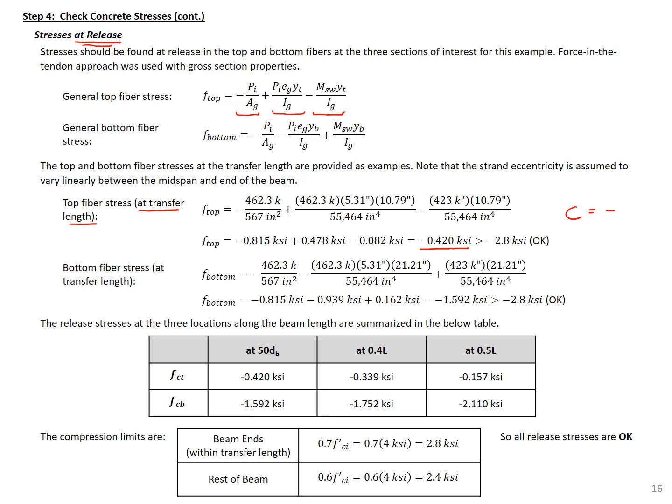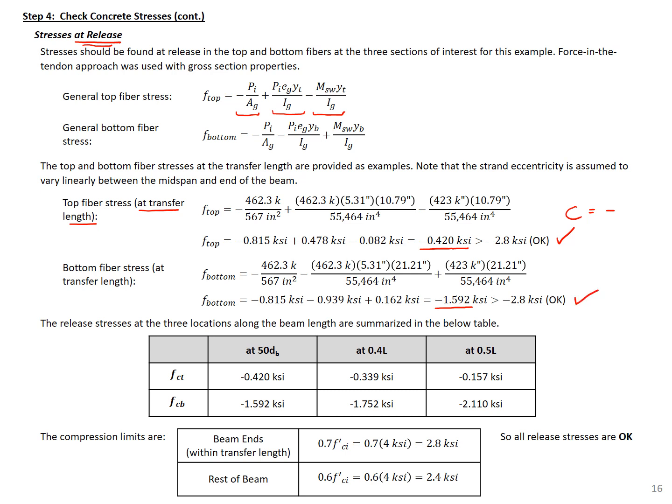So here we can see that the absolute value of this stress is less than the absolute value of our compression limit, so we're okay here. Then our bottom fiber stress, we can calculate to be negative 1.592, so 1.592 KSI in compression. The absolute value of this is less than our limit here, so we're okay here as well.